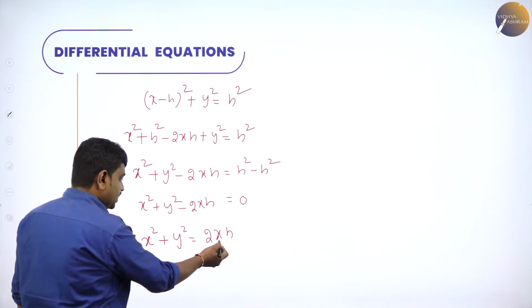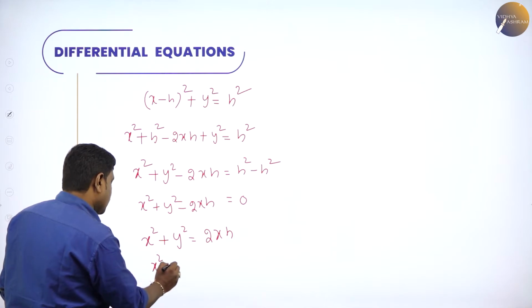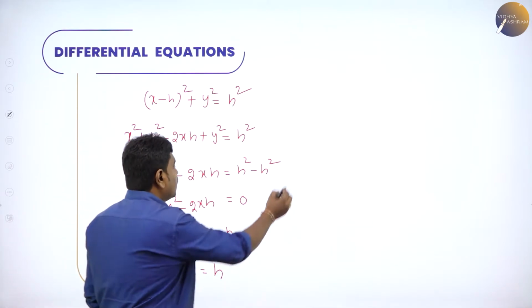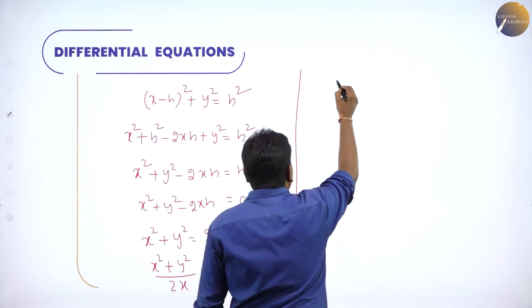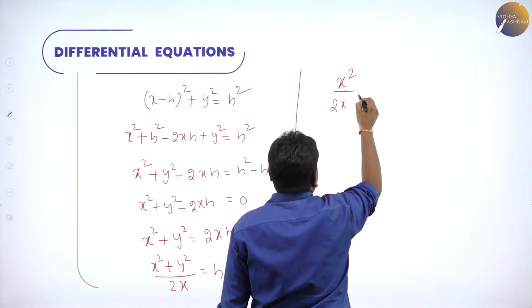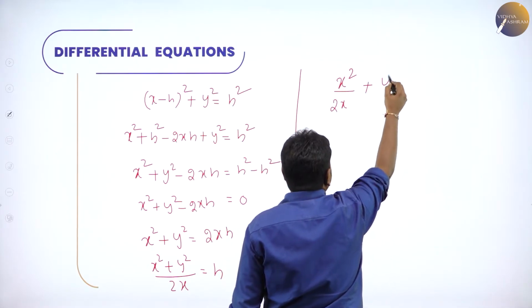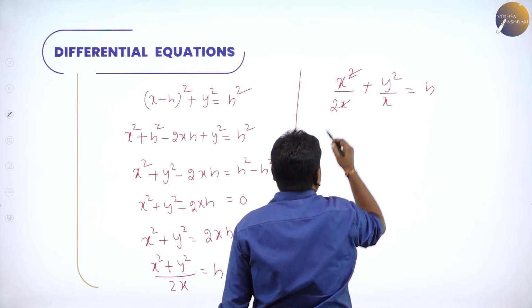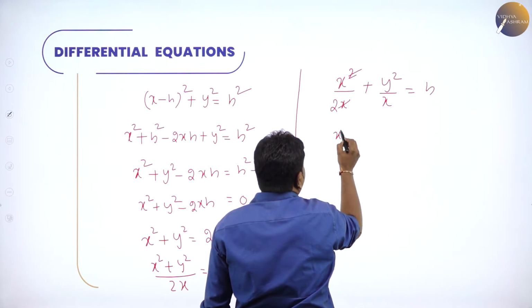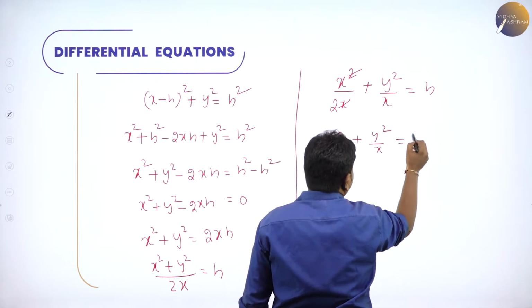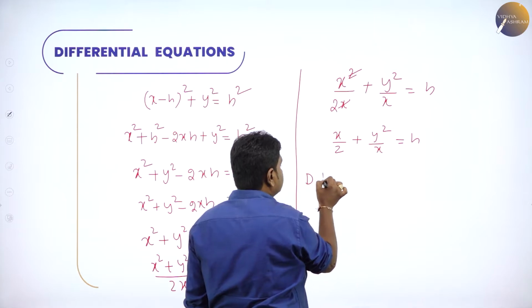And I'll get h, and 2x you transfer this side, x square plus y square whole thing divided by 2x is equal to h, or x square by 2x plus y square by x is equal to h. 1x cancels. Now we are left with x by 2 plus y square by x is equal to h. This is the equation. Now differentiate both sides.